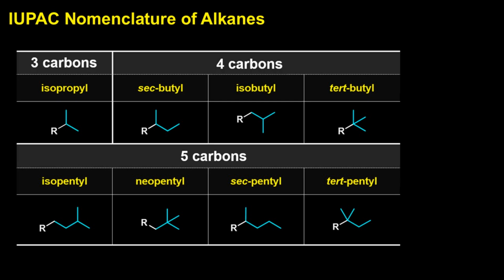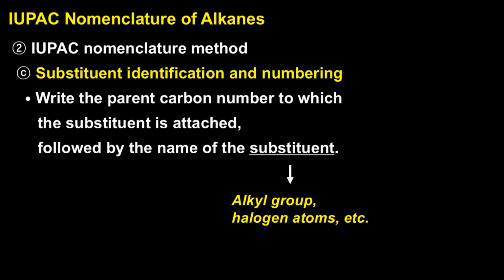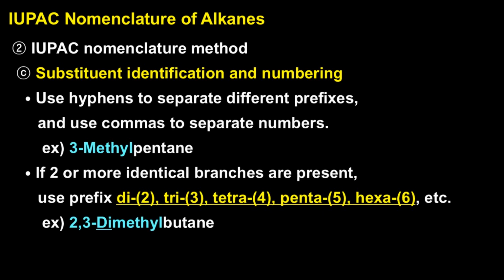Now that we've got that part covered, let's move on to how we handle multiple substituents in a single molecule. After we've identified the alkyl groups, the next step is writing their names the right way. First, we write down the carbon number where the substituent is attached. Then we follow it with the name of the substituent itself. To keep everything clear and organized, we use hyphens to separate prefixes from numbers and commas to separate multiple numbers. For example, in 3-methylpentane, the methyl group is attached to carbon 3 in a pentane chain.